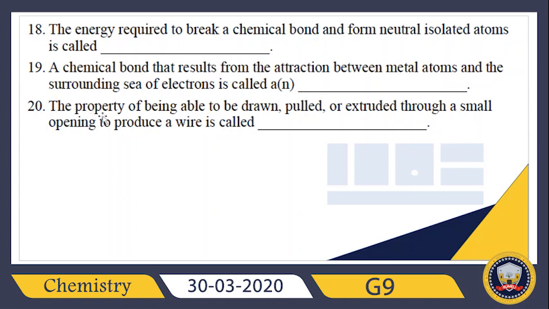Now, question 20. The property of being able to be drawn, pulled, or extruded through a small opening to produce a wire. So this is one of the properties of metals. It is called ductility. So I can make wires from this metal. So it is called ductility.